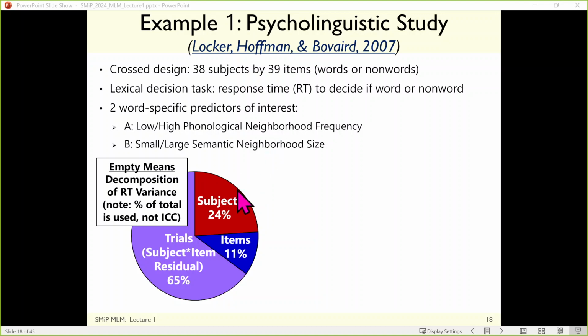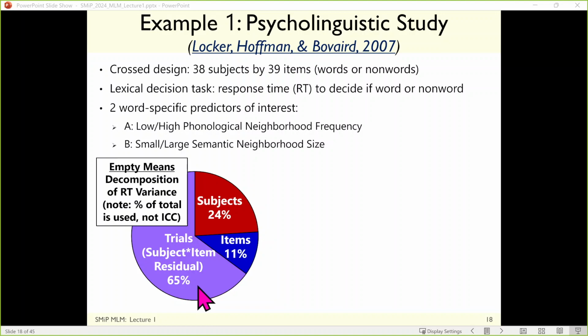So in the initial step with no predictors, like the slide I just showed you, layering it one by one, it turned out that 24% of the variability in the overall data set in response time was due to subject differences. So some people were just faster to do this task than others. Item differences, some items were responded to on average faster than others, was 11%. And then the rest of it was the subject by item interaction residual that we can't pull apart.